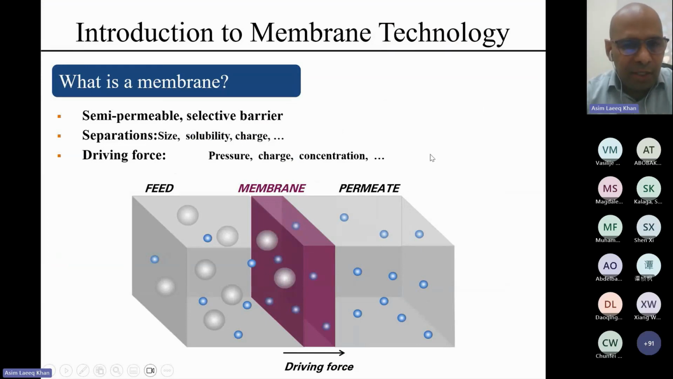So the separation takes place on the basis of size and solubility, and there are also charged membranes that separate on the basis of charge differences. And in order to drive flux through the membrane, we need a driving force. The driving force, depending on the application, can be of various different kinds. For gas separation, generally the driving force is the pressure difference between the feed side and the permeate side. But in some cases, this driving force can be a charge difference, concentration difference, or temperature difference as well.